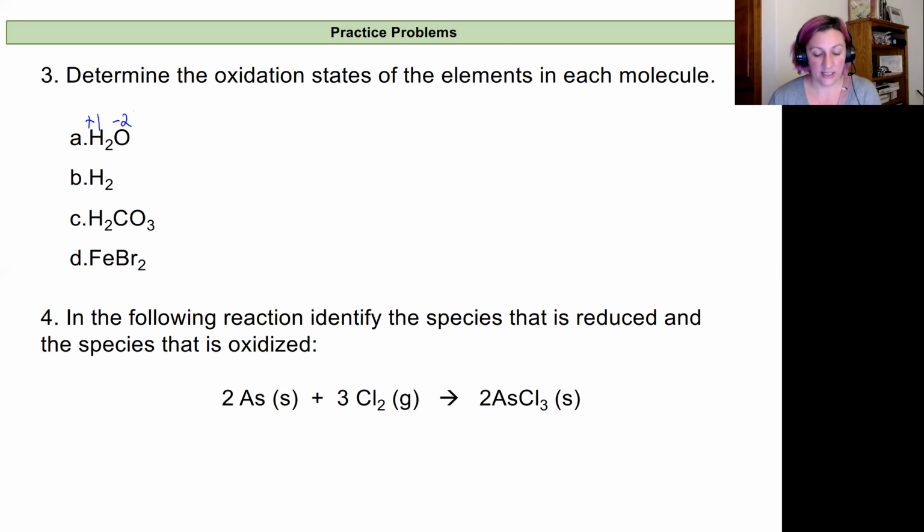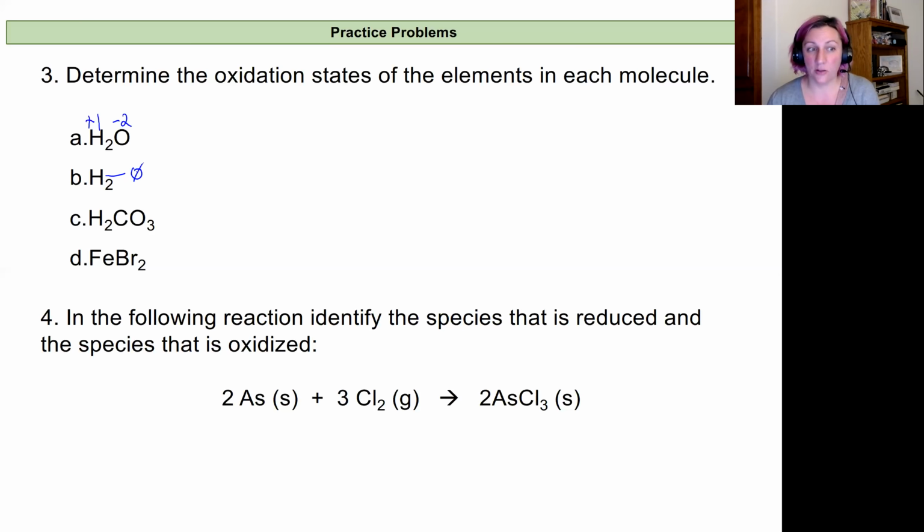All right, let's look at the next one. It's H2. Now, this requires recognizing that hydrogen in its elemental state is diatomic. So that means we're looking at elemental hydrogen right here. So its overall oxidation state for both of those atoms will be 0. Next up, we have carbonic acid.